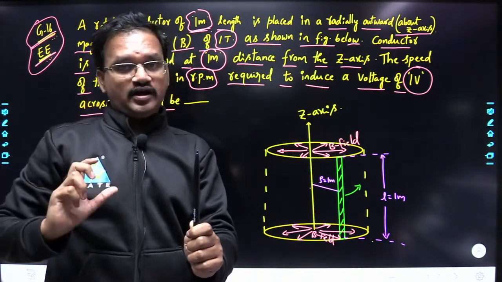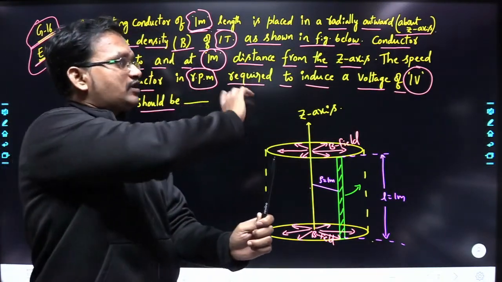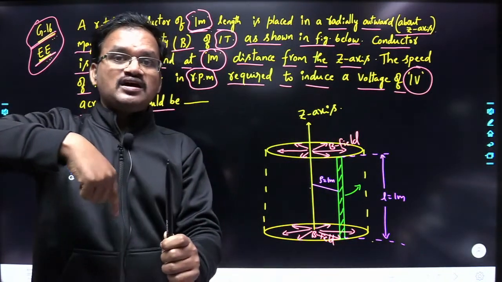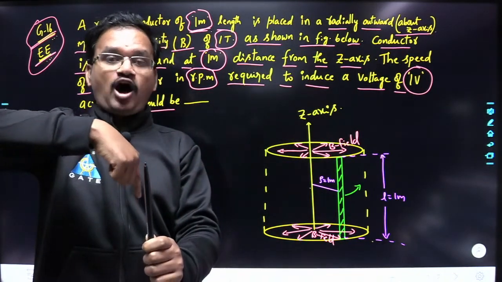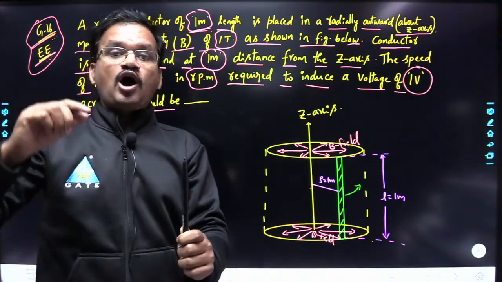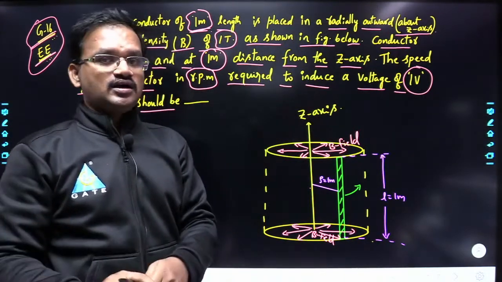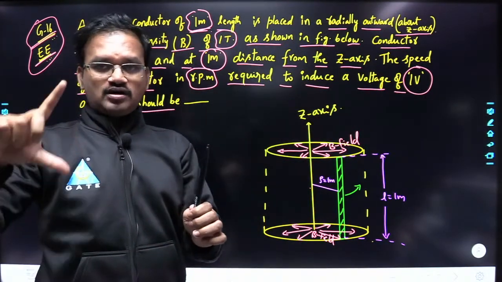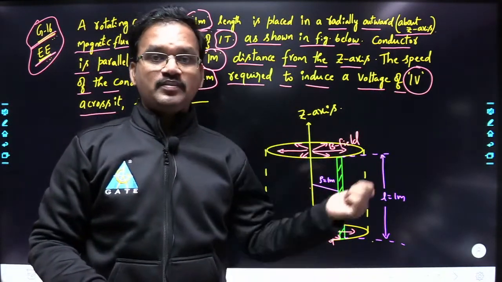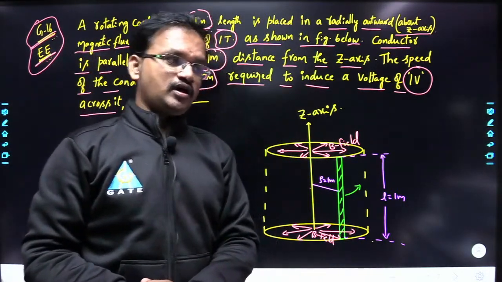At the ends of the conducting bar, they have given that for the potential difference to be 1 volt, what must be the speed in RPM? What must be the speed of this conducting bar in RPM? With how much speed do you have to rotate this conducting bar such that the potential difference across the ends of the conducting bar will become equal to 1 volt? That's what they are asking here.